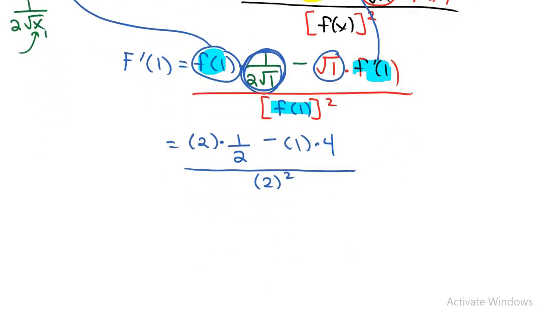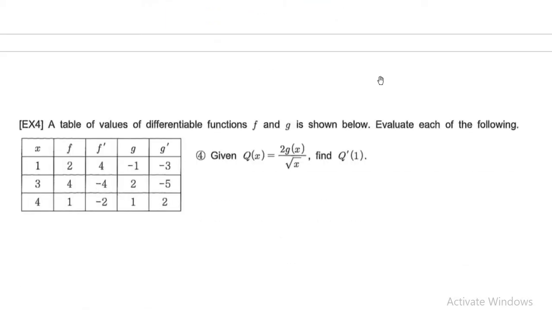Alright, let's go ahead and now calculate this. So this expression right here in yellow, that's just going to be 1 because those just cancel off. So 1 minus 4 all over 2 squared, which is 4. Final answer is negative 3 over 4. Alright, let's move on to the next one.